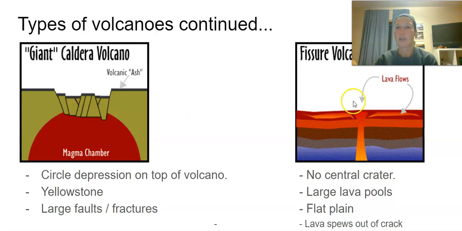And the last one is a fissure volcano. Again, this one is really low and flat. There is no central crater on this one. It's just going to have large lava pools on a nice flat plain, and lava is going to ooze and spew out of the cracks.